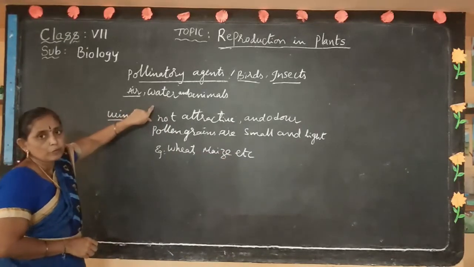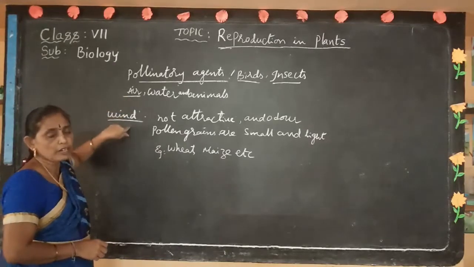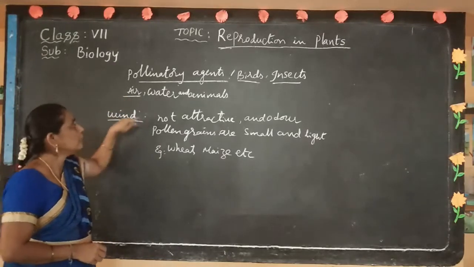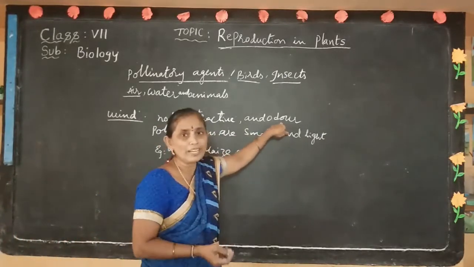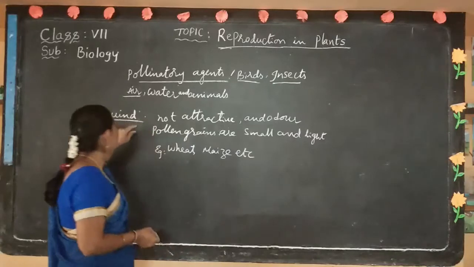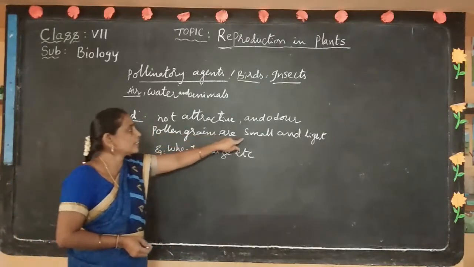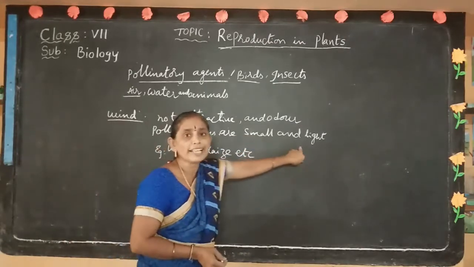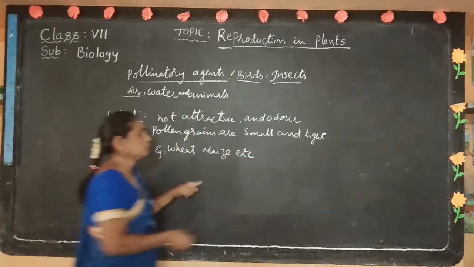Some pollination is done by wind or air. In plants pollinated by wind, the flowers are not attractive and have no smell. These plants release more pollen grains. These pollen grains are very small and light in weight.